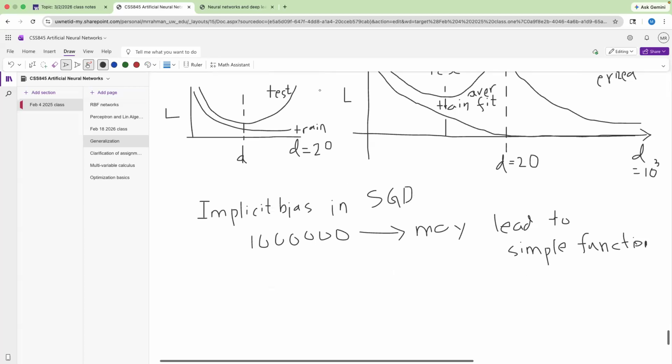That's one theory here, but there are many other theories, and this is where things are more advanced and we won't really cover too much here. Okay, so that's all I want to say about generalization. Any questions? Actually, I want to show something interesting.